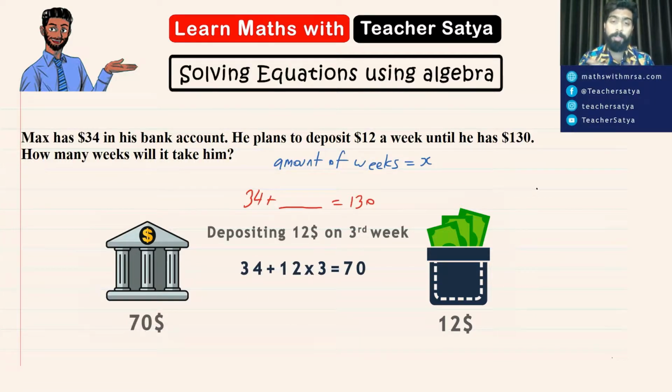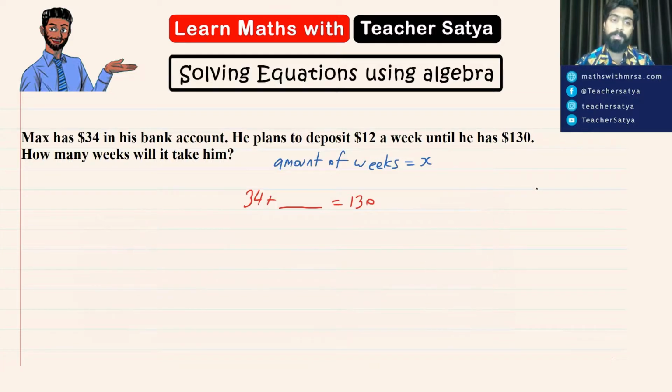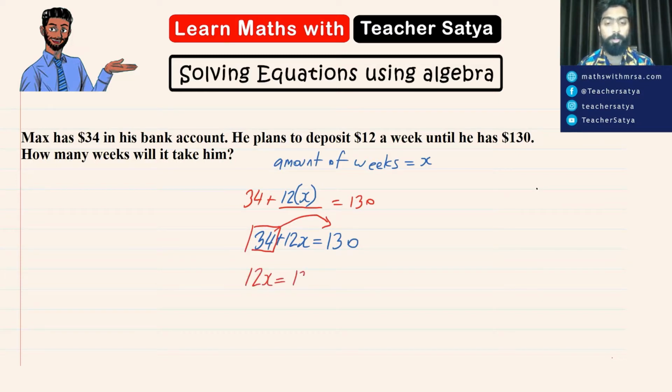Now, if he deposits $12 for x weeks, it will be 34 plus 12 multiplied by x, right guys? And we know that 34 plus 12x is equal to 130. Now we are back at simple linear equations again. I'm going to transpose this plus 34 to the other side. So I'm going to have 12x is equal to 130 minus 34. 130 minus 34 will give us 96. Therefore, x is equal to 96 over 12, which is equal to 8.